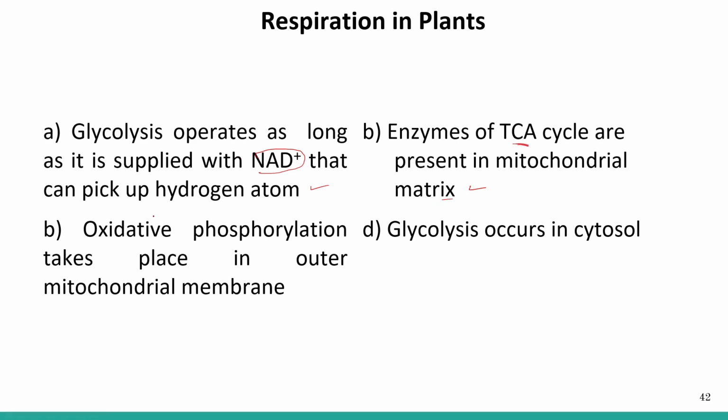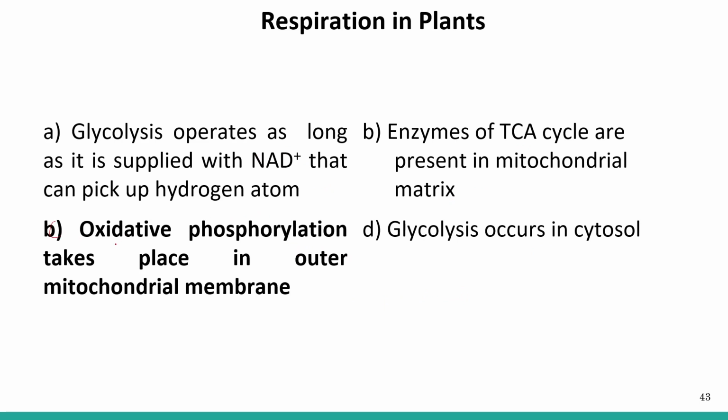Now option C is, oxidative phosphorylation takes place in the outer mitochondrial membrane. So this is not true, because it takes place in the inner mitochondrial membrane, because the complexes of the electron transport system are present in the inner mitochondrial membrane. Now option D is, glycolysis occurs in cytosol. This is also true, so this option is incorrect. So the answer should be: oxidative phosphorylation takes place in the outer mitochondrial membrane.